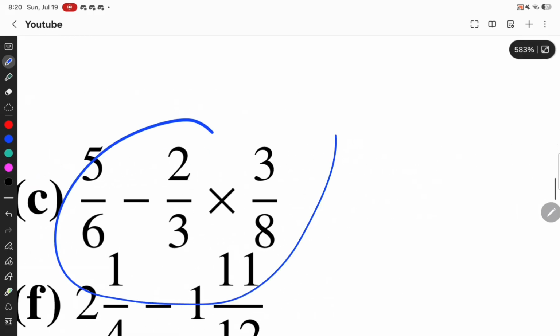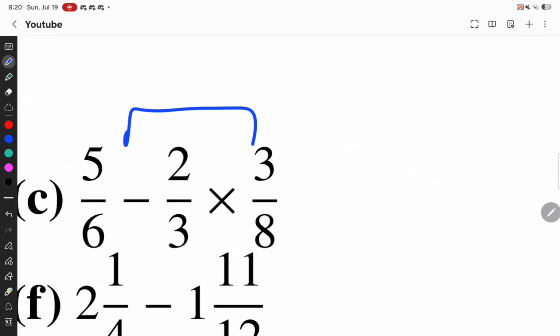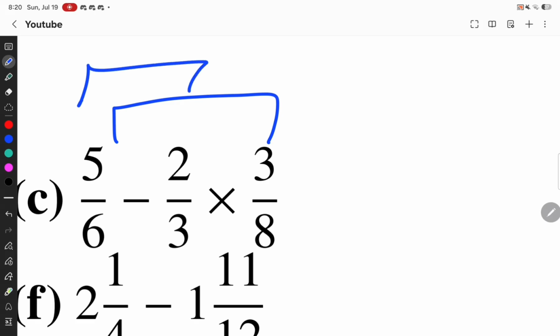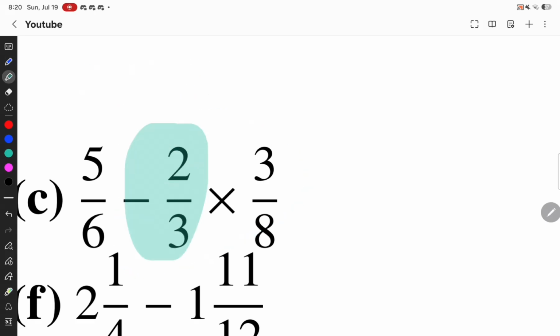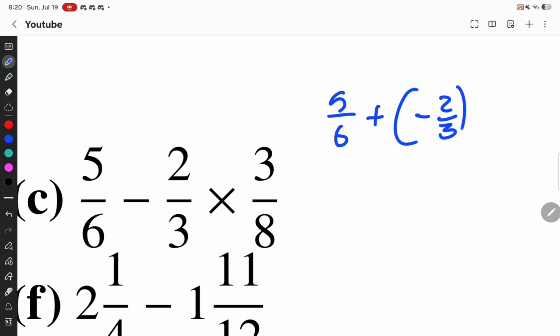Next, BODMAS. BODMAS means we do this first, then we do this. So remember, you can think of this as a negative 2 over 3. So this is 5 over 6 plus negative 2 over 3 times 3 over 8. You can think of it like so, okay, so you do not get confused.